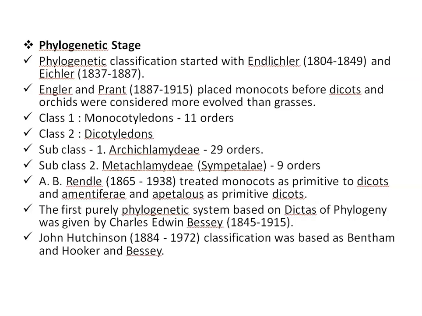Then A.B. Rendle, 1865 to 1938, treated monocots as primitive to dicots, and Amentiferae and Apetalae as primitive dicots. The first purely phylogenetic system was based on the dictates of phylogeny and was given by Charles Edwin Bessey, 1845 to 1915. Then John Hutchinson, 1884 to 1972. This classification was based on Bentham and Hooker and Bessey.